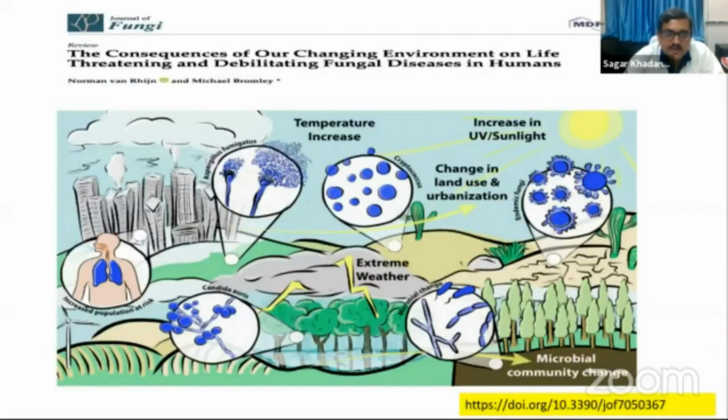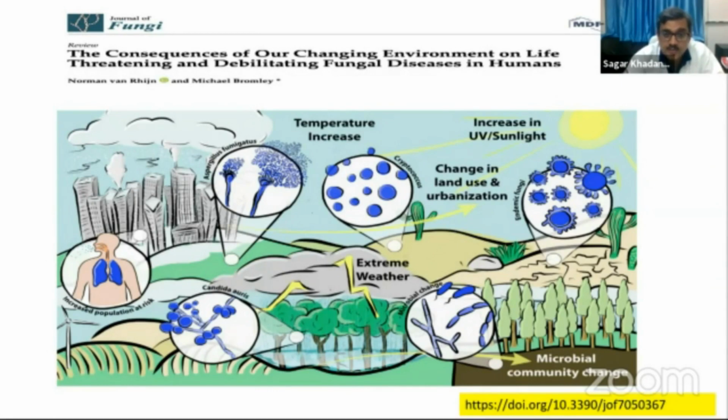There is a beautiful cartoon from the Journal of Fungi on why fungal infection has grown to such an extent in the last couple of years. Basically, there are two important things happening in today's world. Number one, increased population at risk. The vulnerable population has grown drastically, starting from immunocompromised conditions like thyroid disease, diabetes mellitus, malignancy, transplant recipients, and you go on and on.